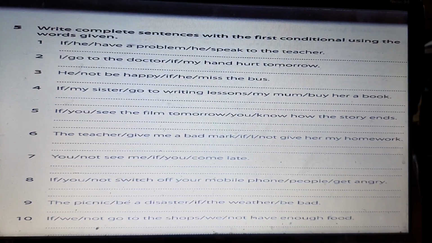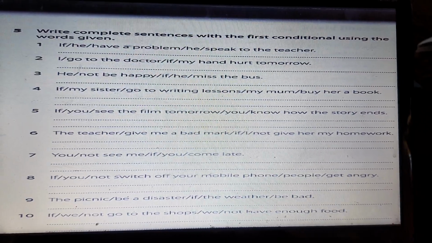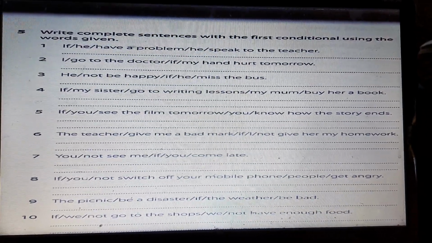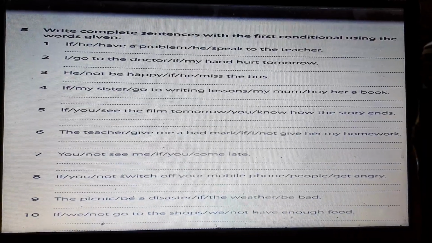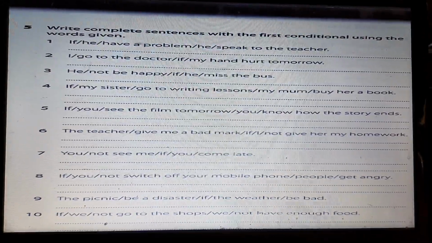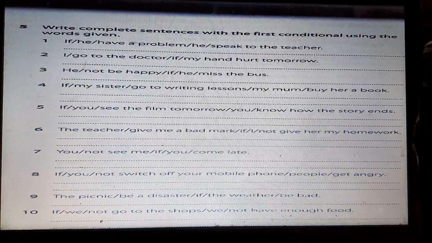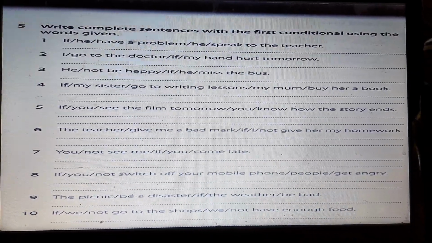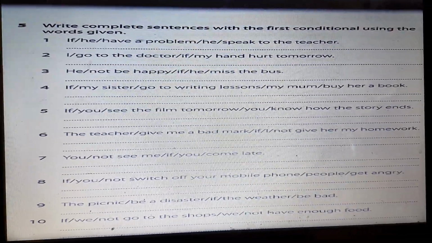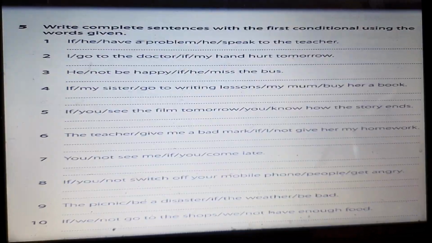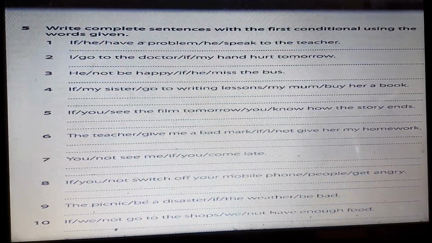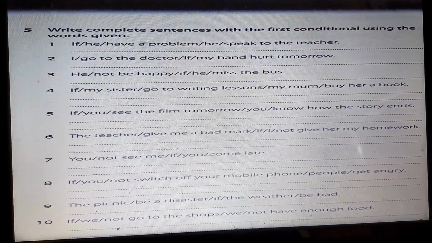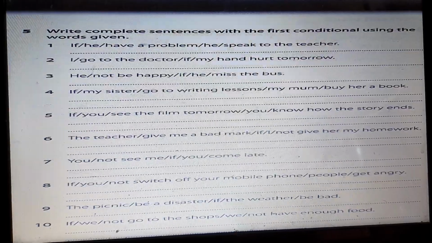Bismillah. Now look at question 5. Write complete sentences with the first conditional using the words given. If he have a problem, he speak to the teacher. I'm going to give you 3 minutes to do this exercise, then I'm going to do it with you. Stay with me. Please try to answer them by yourself, then watch the answers or do them with me, so you can find out whether you understood or not.